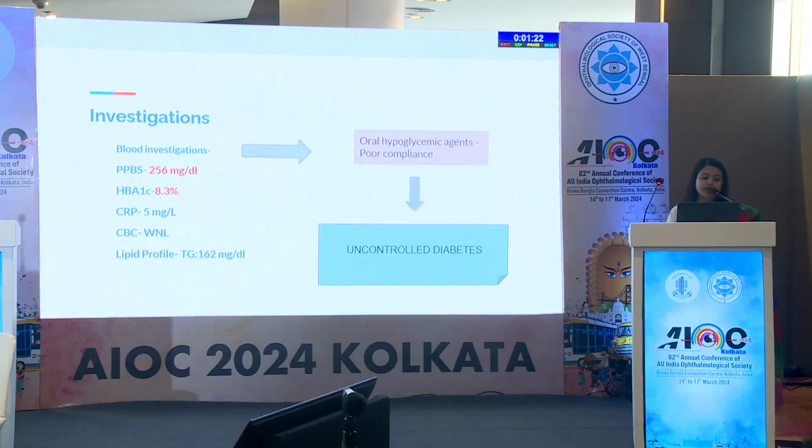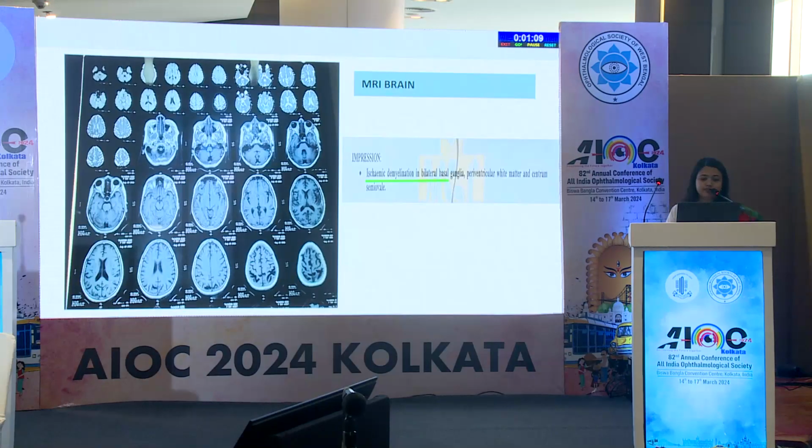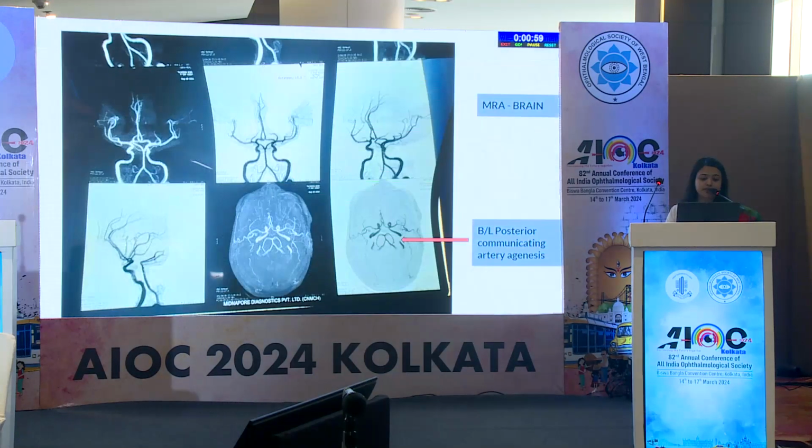Coming to investigations, the patient had PPBS of 256 mg/dL and HbA1c of 8.3%. So this was a case of uncontrolled diabetes. We also went on with MRI brain, which showed ischemic demyelination in the bilateral basal ganglia and involvement of periventricular white matter and cerebral edema. Then with the MRI brain, we found a very interesting finding. It was a case of missing arteries in both cerebral hemispheres, bilateral posterior communicating artery agenesis.